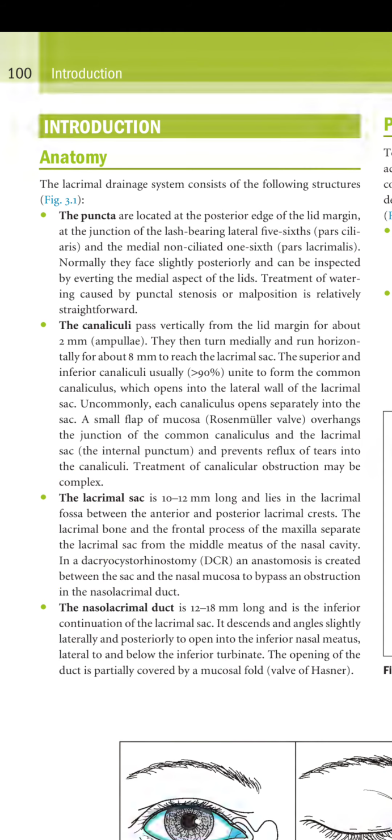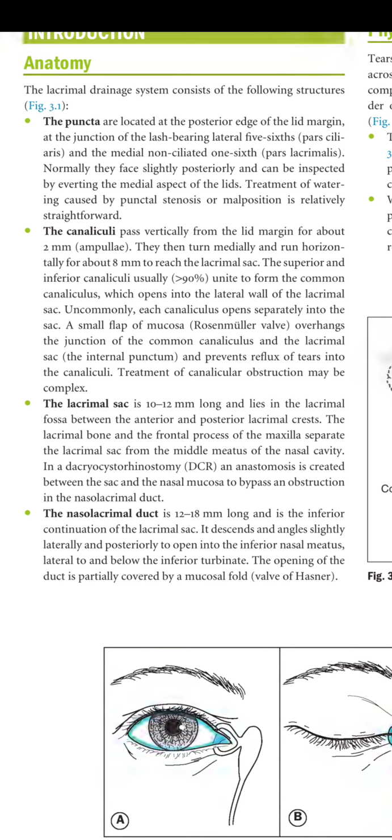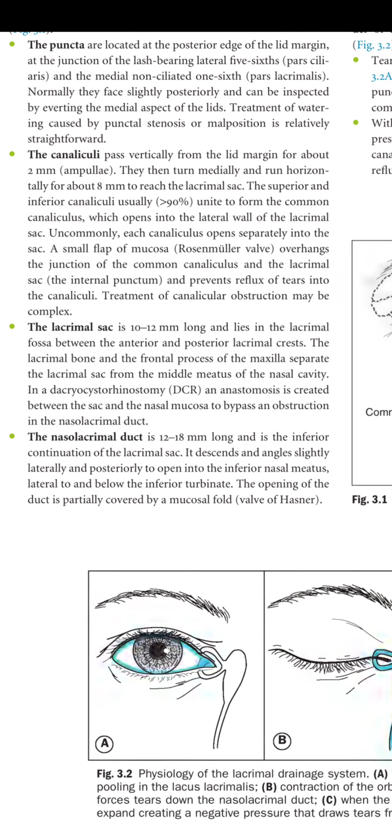Next are the canaliculi. The canaliculus passes vertically from the lid margin for about 2 mm, the ampulla. It then turns medially and runs horizontally for about 8 mm to reach the lacrimal sac. The superior and inferior canaliculi, in about 90%, unite to form the common canaliculus, which opens into the lateral wall of the lacrimal sac. Uncommonly, each canaliculus opens separately into the sac. A small flap of mucosa, the valve of Rosenmuller, overhangs the junction of the common canaliculus and the lacrimal sac, the internal punctum, and prevents reflux of tears into the canaliculi. Treatment of canalicular obstruction may be complex.